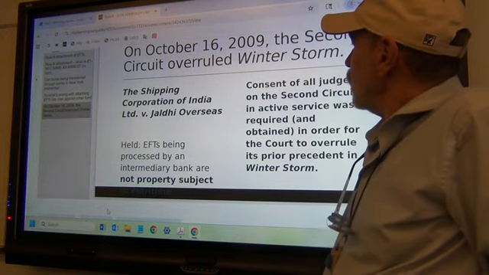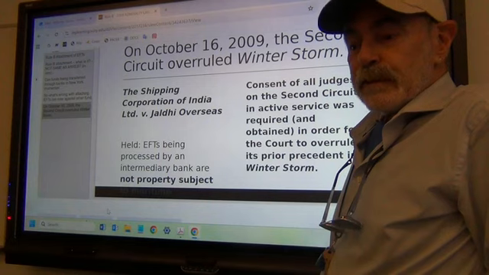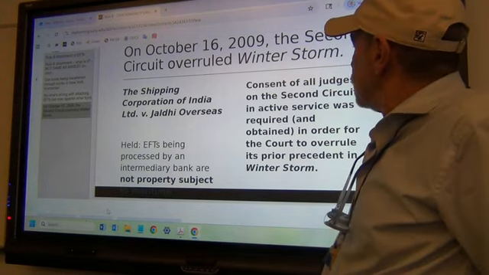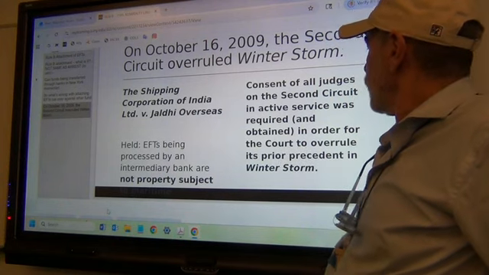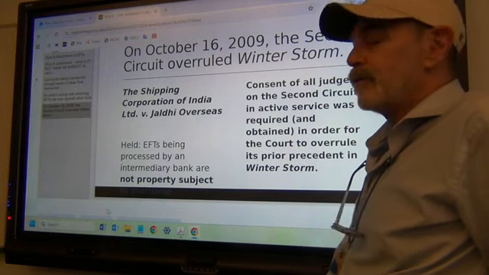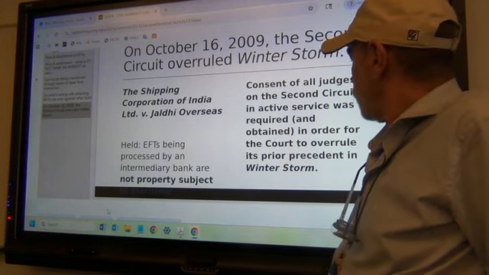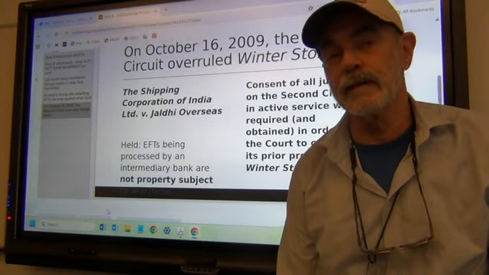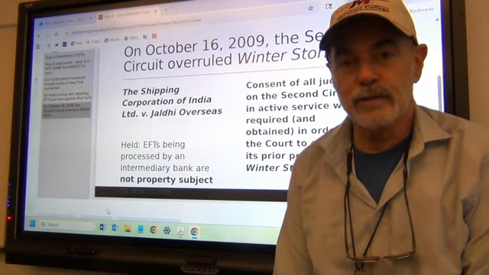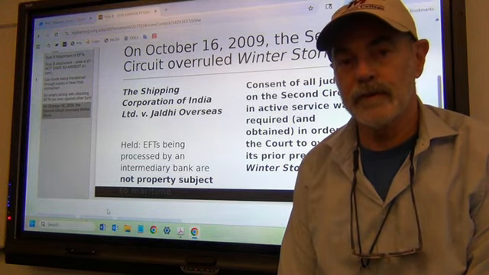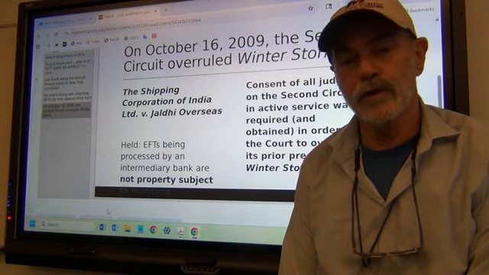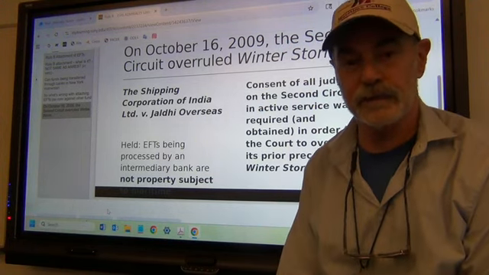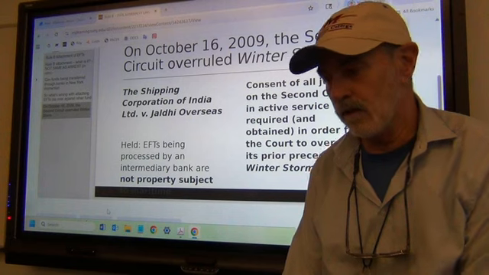Interesting, just a point of how appellate courts work, or at least the federal appellate courts: the consent of all judges on the Second Circuit in active service was required. They had to weigh in on it because they were overruling prior precedent in the Winter Storm case. Remember, Winter Storm in 2002 said EFTs, electronic funds transfers, are property subject to Rule B attachment. And so to reverse themselves, they had to get all the active judges involved. Nobody dissented as far as I know.